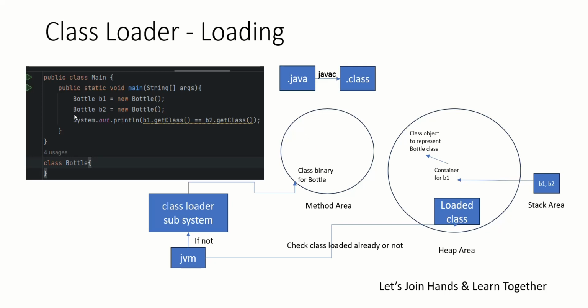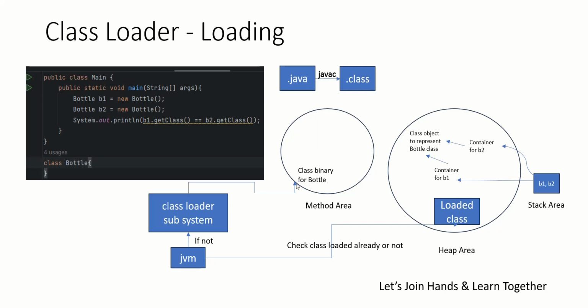Okay, and next, bottle b2 is a new bottle which we are creating, right? Now the JVM checks the class loader, and yes, the class object is already present for bottle, so it won't request the class loader subsystem. It will create a container for b2, and the b2 frame data address will be added to this container. The symbol of b2 in the frame data of the stack frame will be mapped to the particular local variable array of the stack frame. Are we clear?